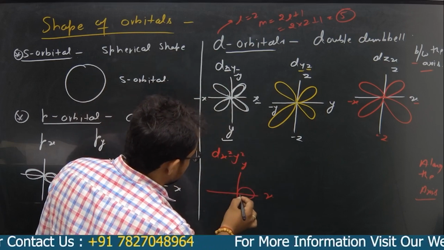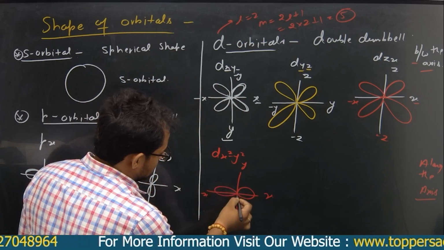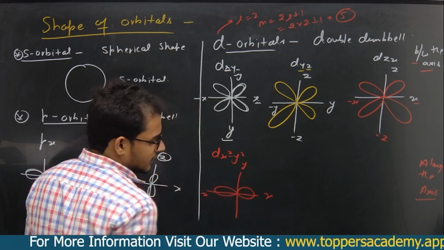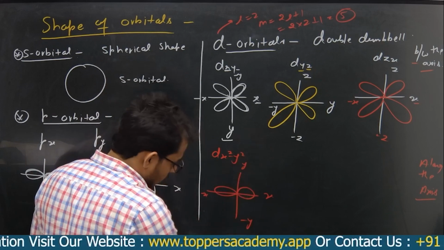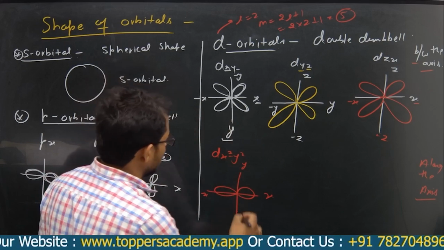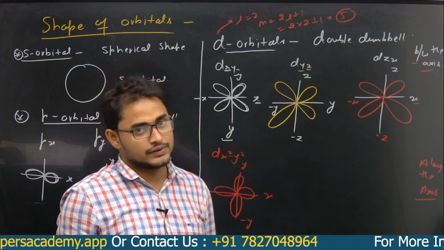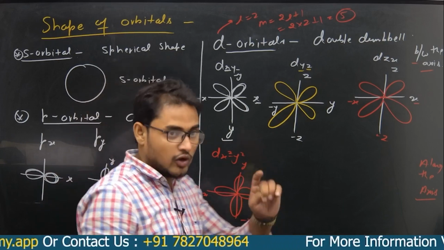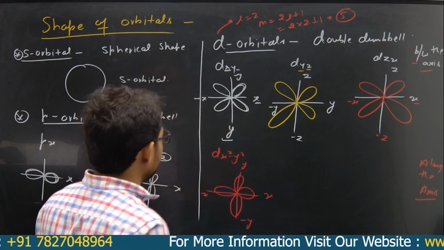X, it is also x, minus x, right? This whole line is representing the x axis. And this whole line is representing the y axis, so on the y axis, right? So this is for x square minus y square. Now I am going to discuss the last orbital, so listen carefully.